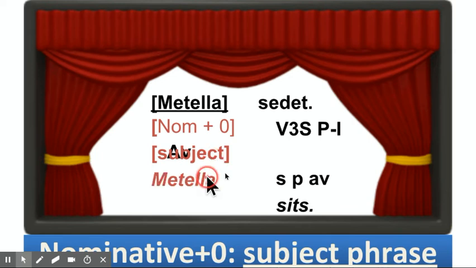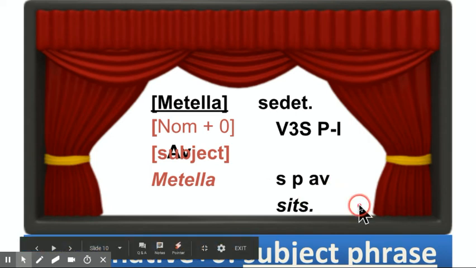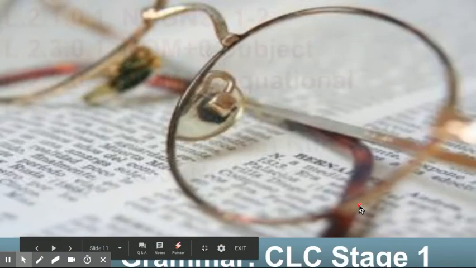Now, sedet over here, don't worry about this. Just write it down: 3SPIV, AV, SPAV, sits. Just write that down because you'll find out about it in about a month.